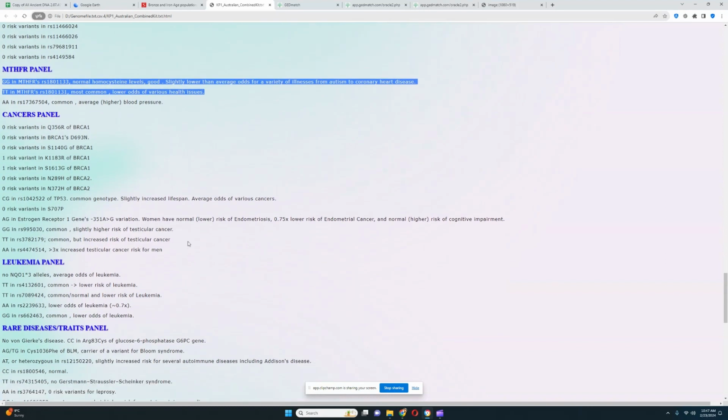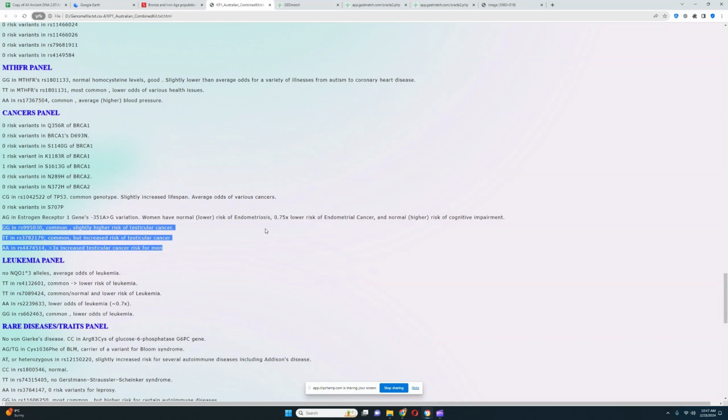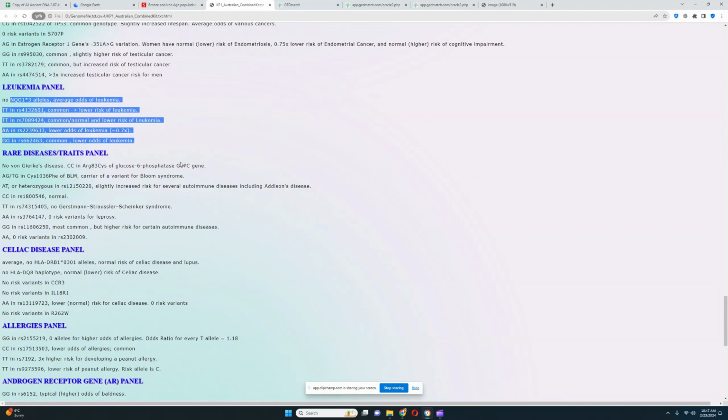For the cancer section, it looks like he's got some genotypes that increase the risk of testicular cancer. So for testicular cancer, it looks like there might be a high risk for that. For the leukemia panel, it looks like he does not really have any risk variants for leukemia. Really good to see. For the rare diseases panel, no von Gerg's disease.